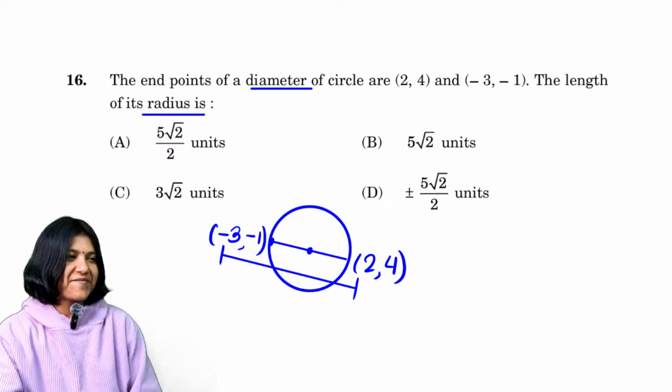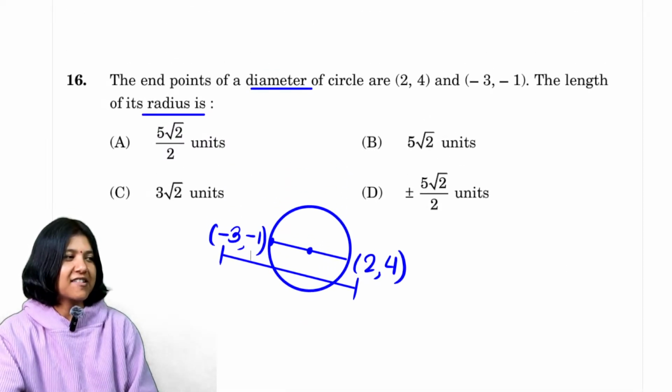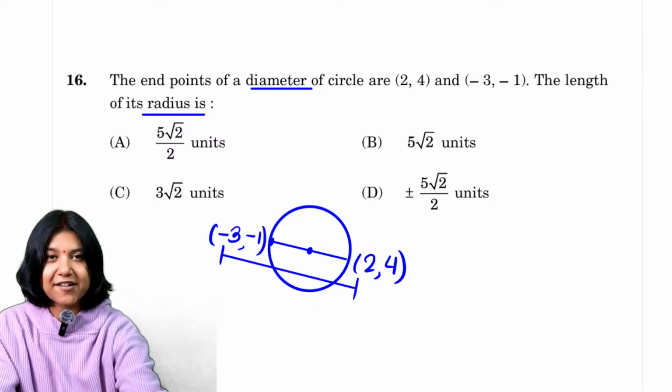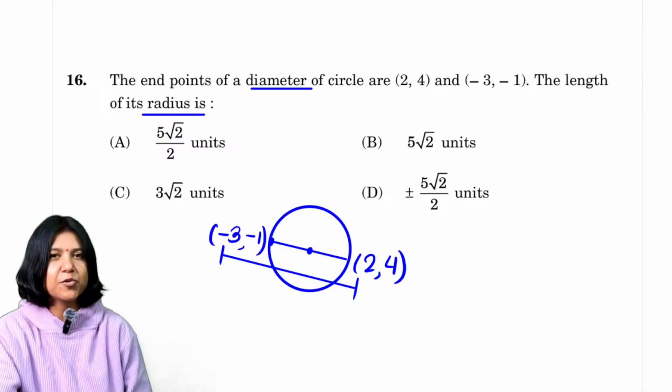All right, so let's continue with this question. As I told you, we have to use the distance formula here. The distance formula is simply subtracting the x coordinates. It's the Pythagoras theorem only. You have to find the distance between the 2 points.